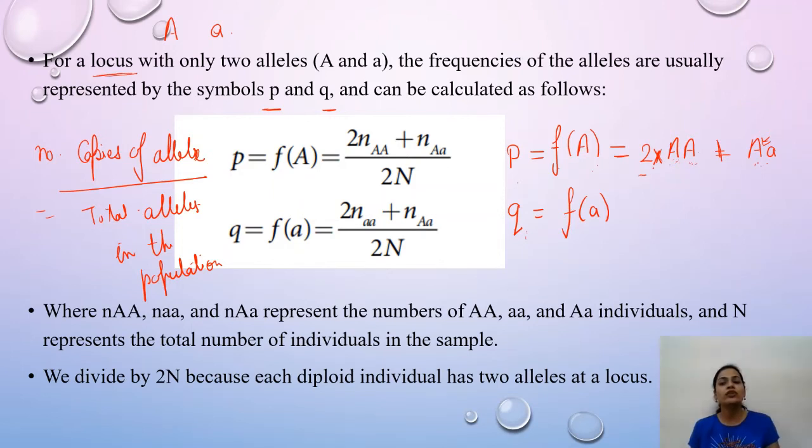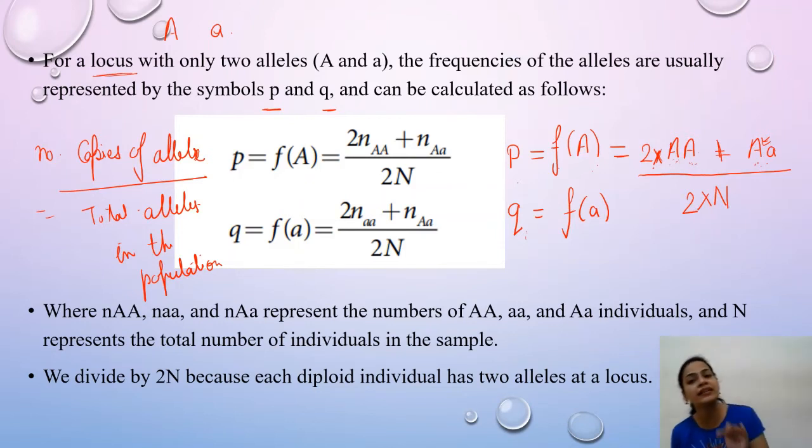And what we'll do, we'll divide this whole value by the total number of alleles. So how can we calculate the total number of alleles? It is simply the total number of individuals present in the population multiplied by 2. Why? Because each individual is having 2 alleles. So if we multiply the number of individuals, it will give us the total alleles in the population. Okay, so this is how we can get the frequency of the allele.